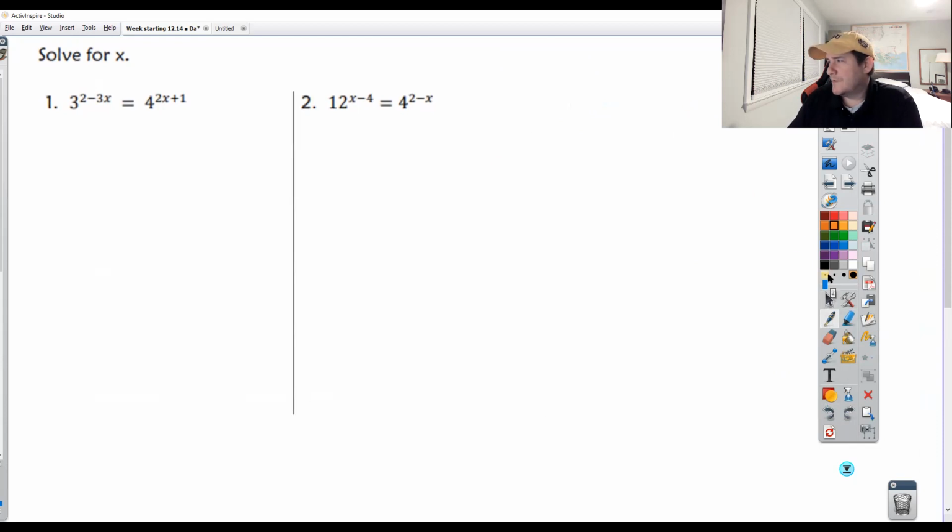So on number 1, we took the log base 3 of both sides just because it was convenient to at least have one side come out nice. But this time I'm going to say, you know what, forget that. I don't care if either side comes out nice. I'm going to just use a nice ln because that's simple. So it'd be ln of 12 to the x minus 4. It would be the ln of 4 to the 2 minus x.